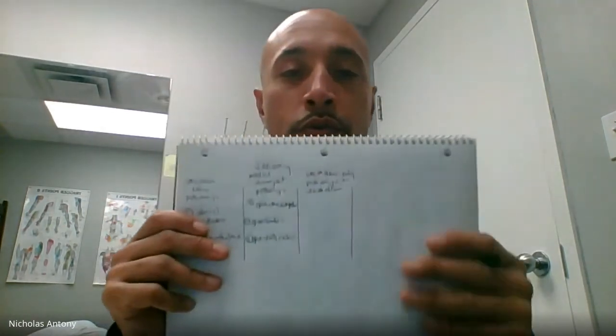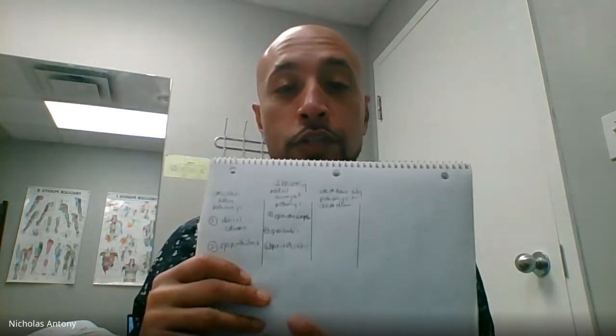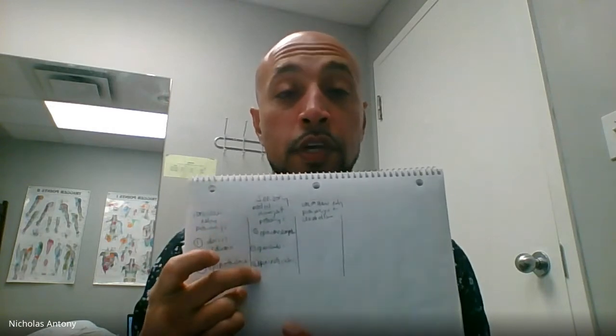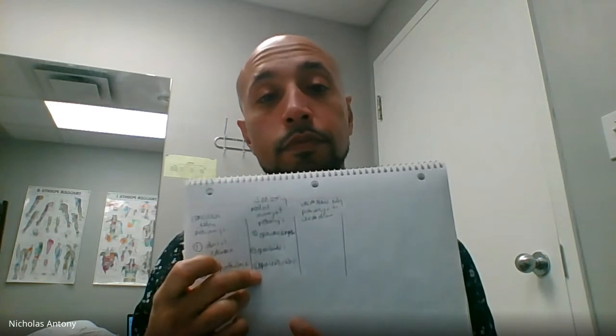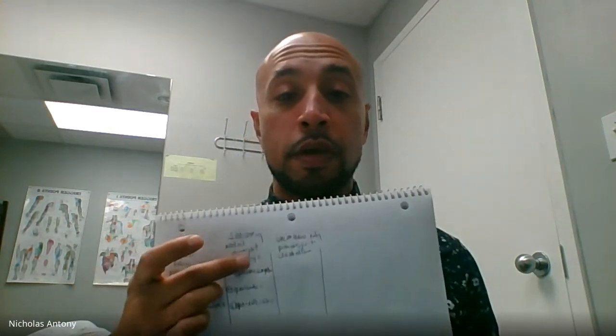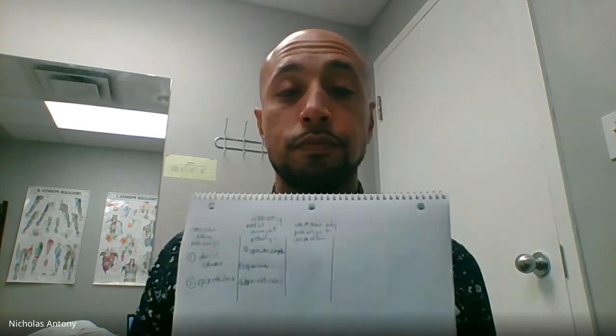Limbic, spinal, reticular. Okay, so Jacob answered it. So there's three different tracks. There's the spinal mesencephalic, the spinal limbic, and then the spinal reticular. What does the spinal mesencephalic tract do?